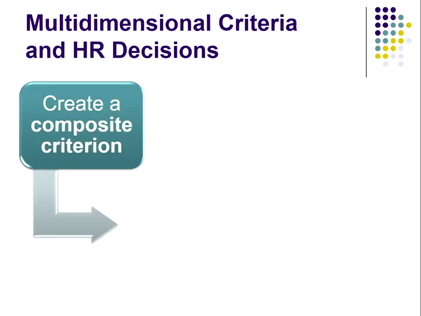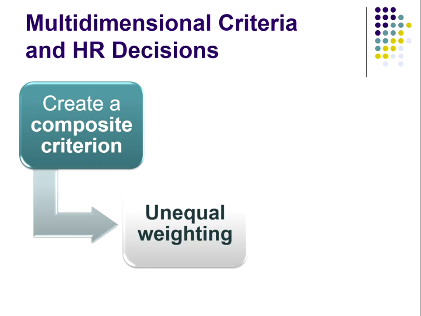All right. So, multidimensional criteria and HR decisions. Knowing that there are lots of criteria that need to be assessed, and knowing that we're going to be using the results of this to make HR decisions like hiring, firing, promoting, things like that, the first thing we're going to want to do is create a composite criterion that maybe has unequal weighting. So we're going to have multiple criteria that funnel into this one big composite criterion.